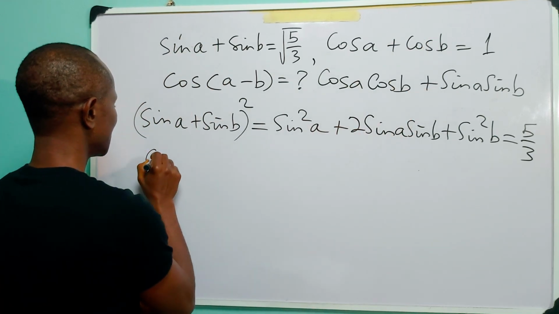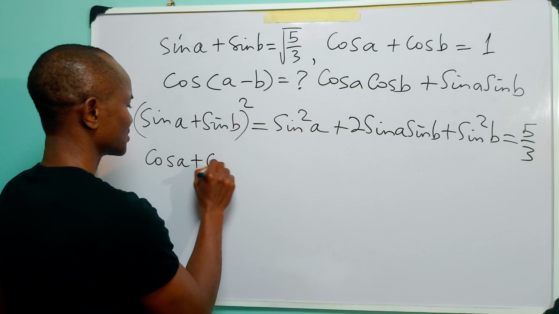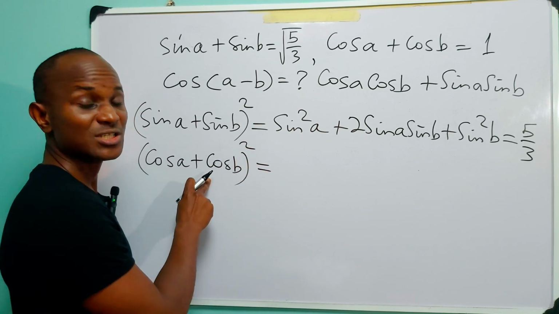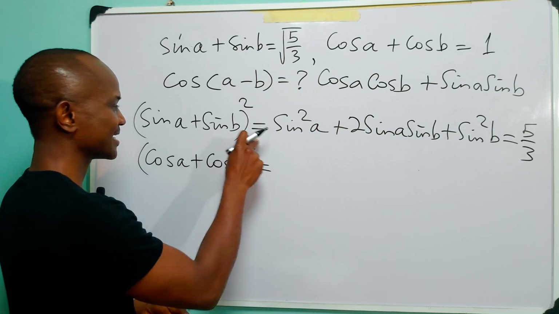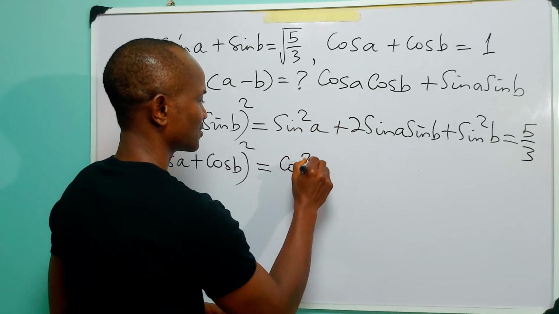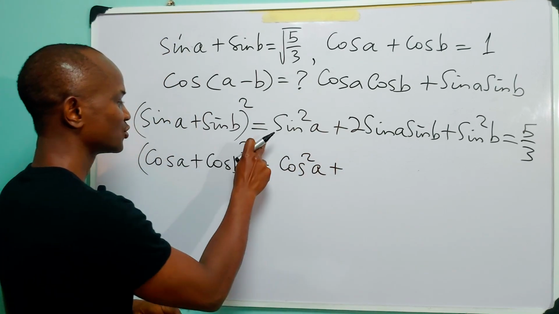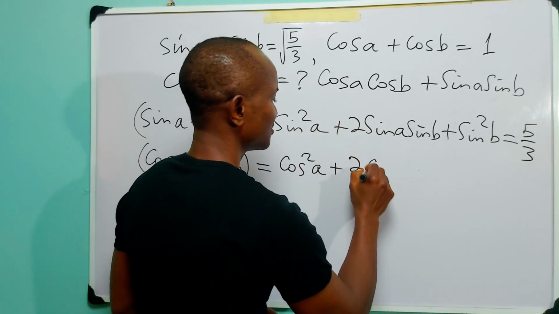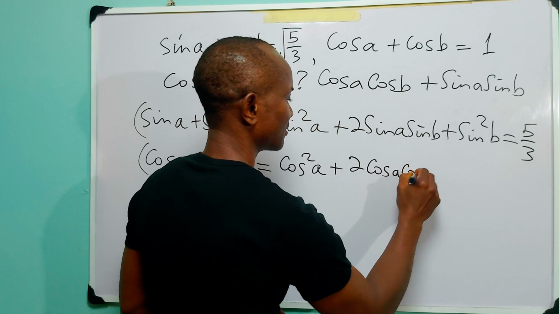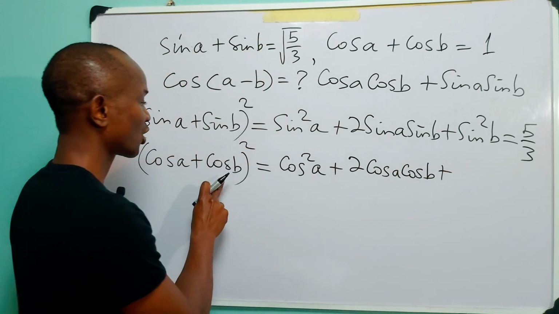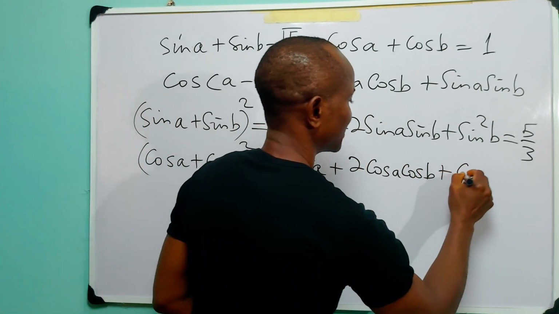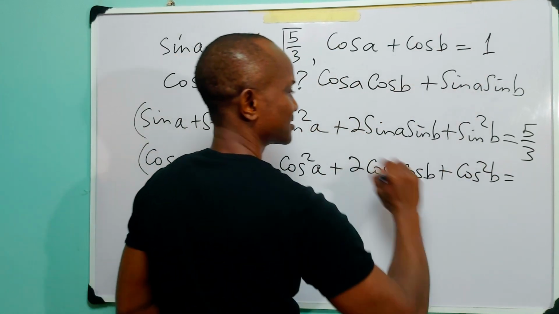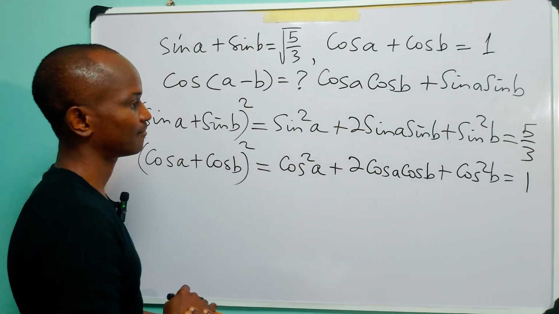From the second equation, we have (cos A plus cos B) squared. And once more, opening this bracket, we have cos A squared, which is cos squared A, plus 2 times cos A times cos B, that is 2 cos A cos B, plus cos B squared, that is cos squared B. And this is equal to 1 squared, which remains 1.